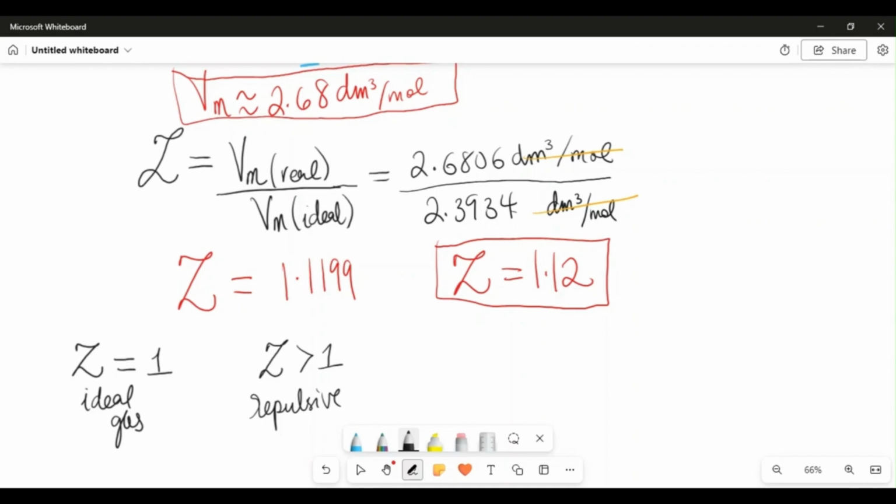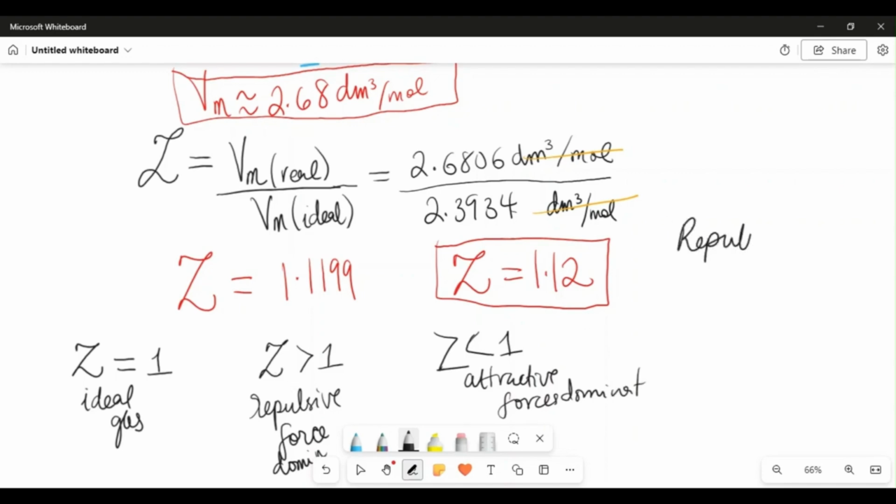The ideal gas explanation is just for us to have an understanding of thermodynamics. In the case of a real gas, when Z is greater than 1, the repulsive forces dominate in the sample. When Z is less than 1, the attractive forces dominate. In this particular case, we have 1.12, which is greater than 1, so the answer here is that the repulsive forces dominate. Hopefully this has helped you.